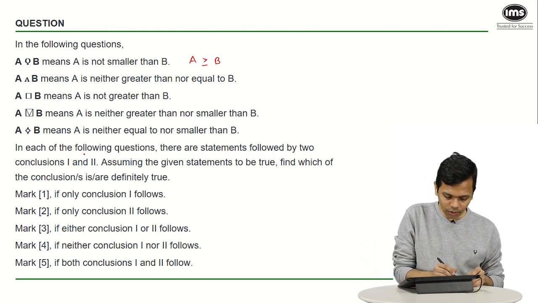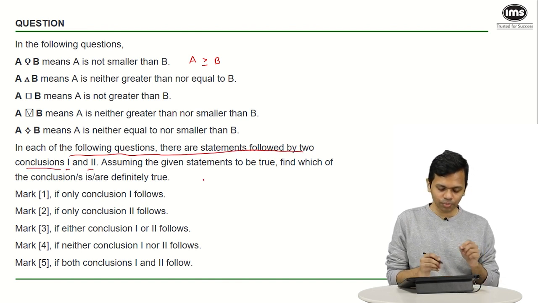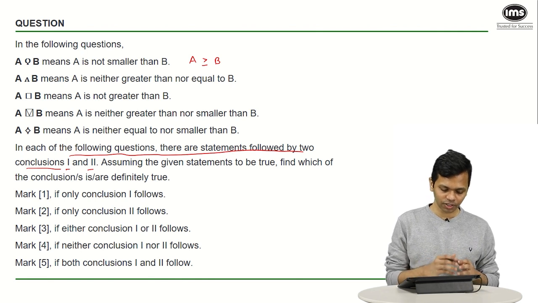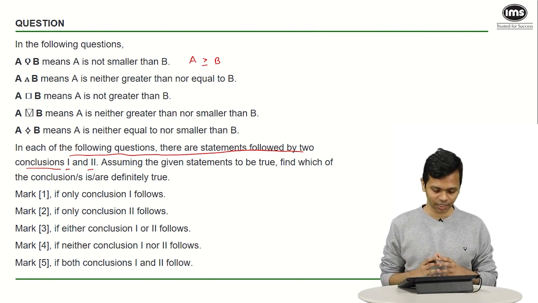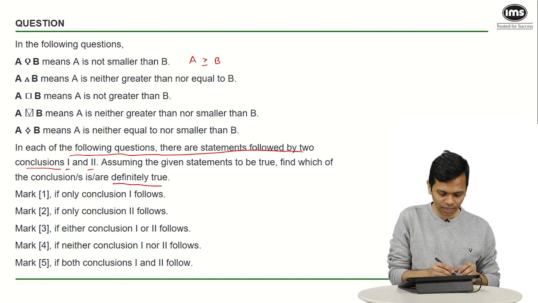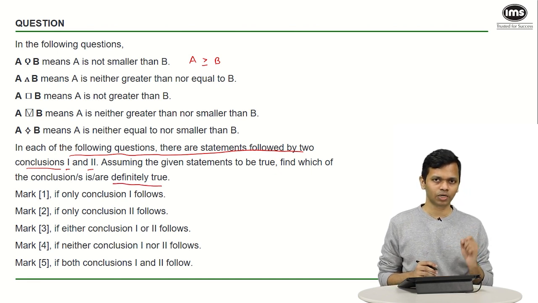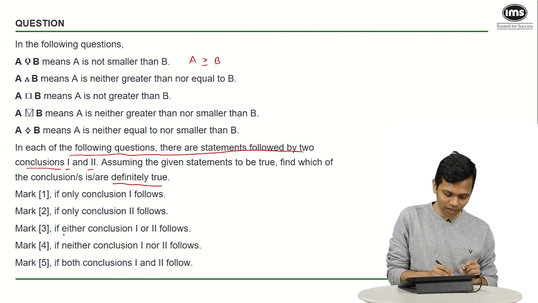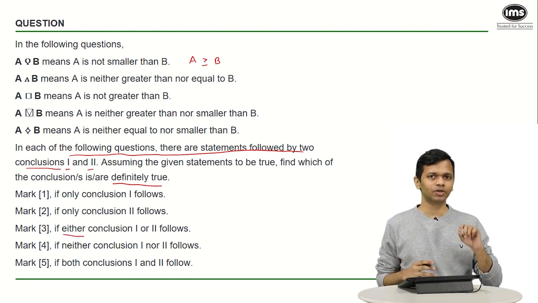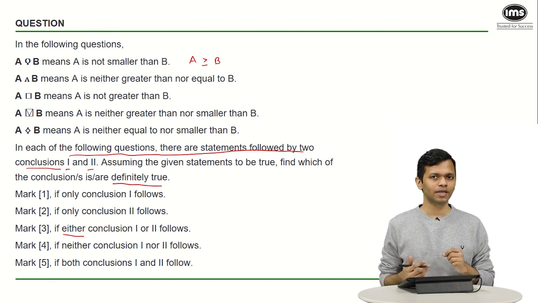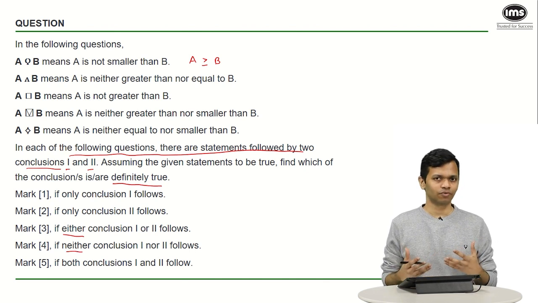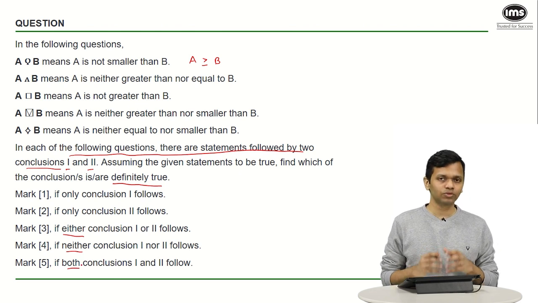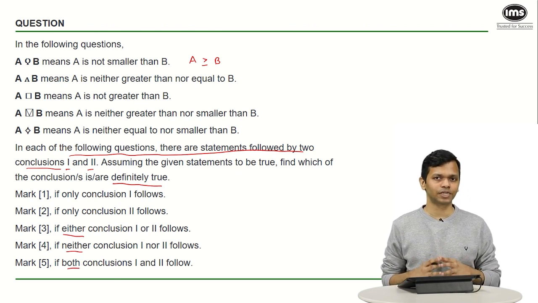Once you go to questions, each of the questions will have 2 conclusions given, 1 and 2, and assuming the given statements to be true, you have to find which conclusion is or are definitely true. This definitely true is very important. You have to mark 1 if only 1 follows, mark 2 if only 2 follows, mark 3 if either follows. Now either means that when the first one is true, the second one is not, and when the first one is false, the second one is true. Neither means neither of them, so neither the first one nor the second one is a conclusion. And 5 if both the conclusions are possible from the given set of statements.